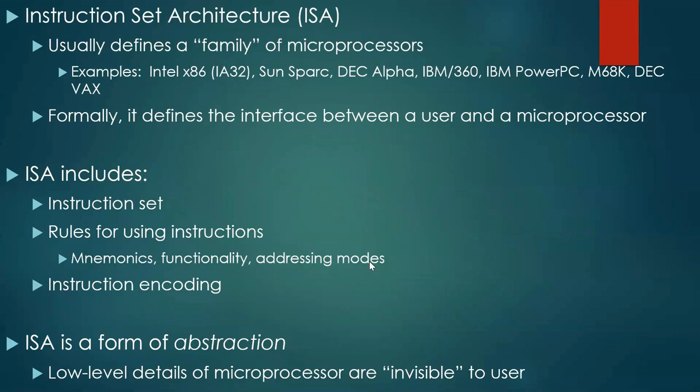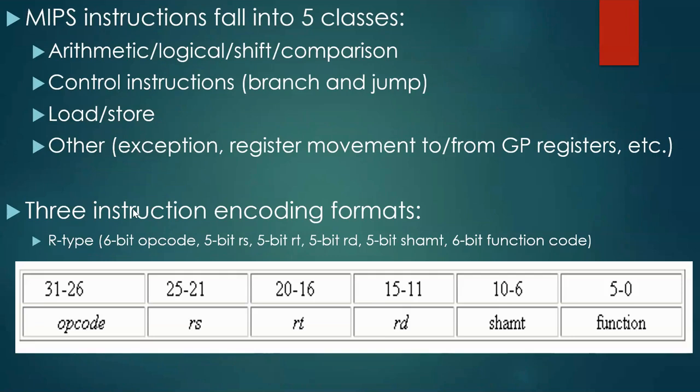So this is the instruction set architecture. Usually the instruction set architecture is a family of microprocessors. Examples include Intel, SunSpark, DEC Alpha, IBM 360; these are various examples of instruction set architecture. So what does the ISA include? It includes the instruction set, the rules for using instructions, and it specifies the mnemonics, functionality, addressing modes, and encoding, that is, how it is going to be encoded. This is the main use of an ISA.